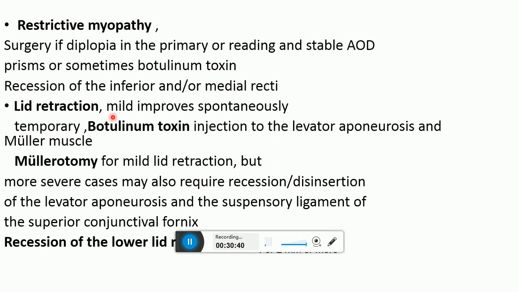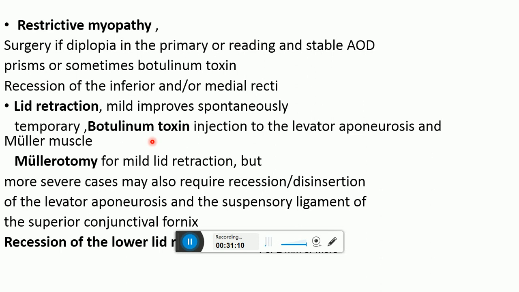Lid retraction is another complication. Mild lid retraction frequently improves spontaneously, so does not require treatment. Control of hyperthyroidism may be beneficial. Botulinum toxin injection to the levator aponeurosis and Mueller muscle may be used as a temporary measure in patients awaiting definitive correction. So this is treatment for lid retraction, botulinum toxin into levator aponeurosis.